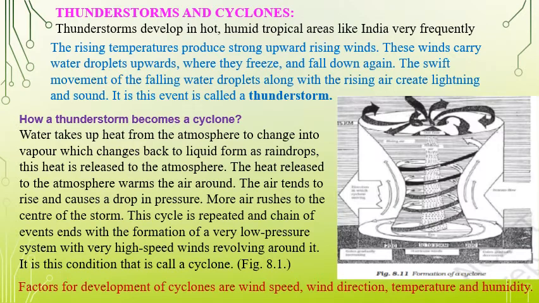In figure 8.1, we show a satellite view of the cyclone in our textbook. You should check it. And in figure 8.11, it shows the formation of a cyclone. Here, check the direction of wind. The factors for the development of cyclones are wind speed, wind direction, temperature, and humidity.